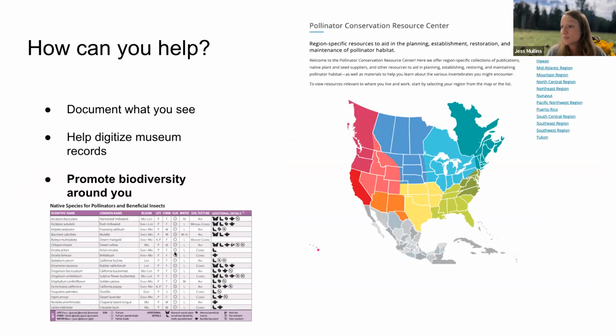Another way to help is to promote biodiversity around you. I get a lot of questions about plant lists. So if you look at the Xerces Society website, you can click on your region and they will give you a plant list that will support different pollinators of all types season round. So it shows you the pollinators it supports and the bloom life of the different flowers. It's really wonderful and really specific. So I'll paste that in the chat.